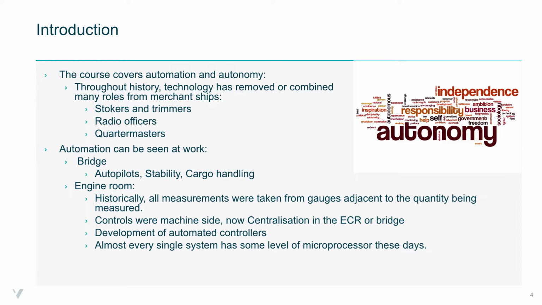This course will cover both the concepts of automation and autonomy. There's a key difference. Automation is largely supervised by humans, and autonomy is a class of systems that can operate without any human supervision or interaction.